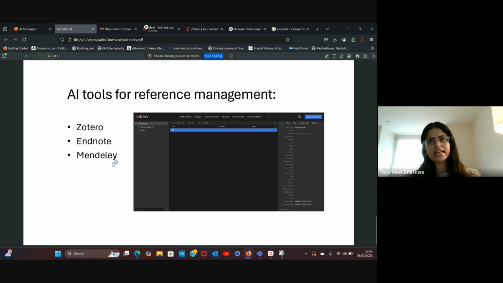The only disadvantage with Mendeley, I think, is you definitely need institutional access. So if any of you are lucky enough to have that, very useful. But with Zotero and EndNote, you can download it and make your own account. So yeah, that's all I really had to say.